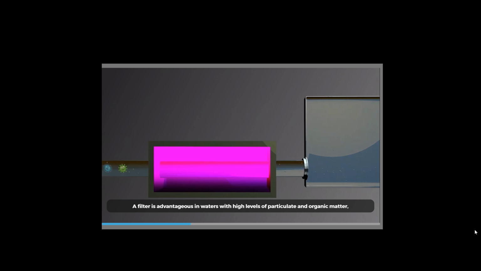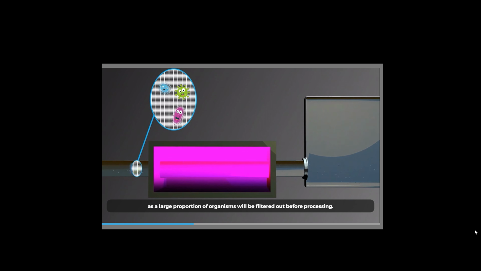Consequently, the UV intensity will have to be increased, resulting in an increase in power consumption and a considerable decrease in lamp life. If the water cannot transmit the UV light, then the UV cannot disinfect efficiently, because the organisms may be shielded from the UV light. A filter is advantageous in waters with high levels of particulate and organic matter, as a large proportion of organisms will be filtered out before processing.